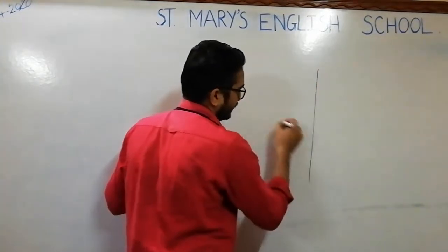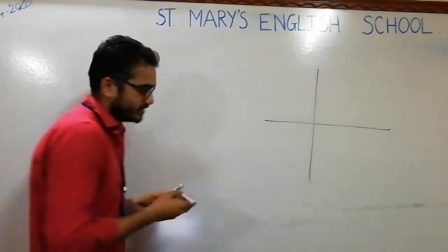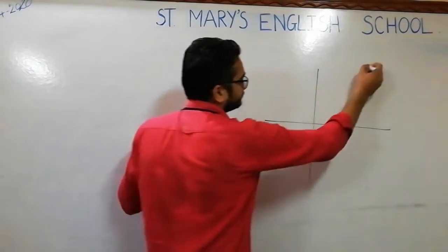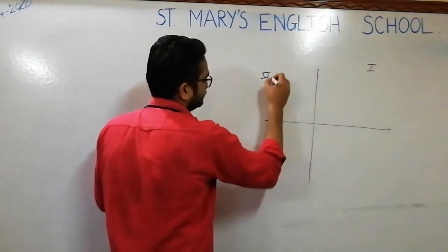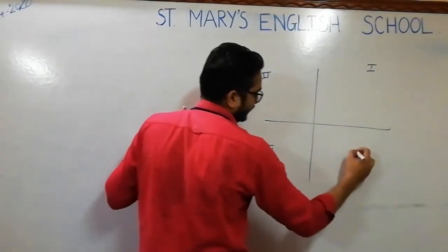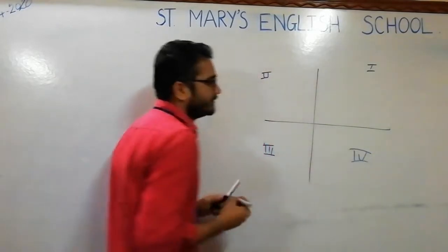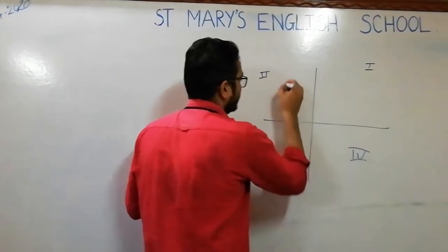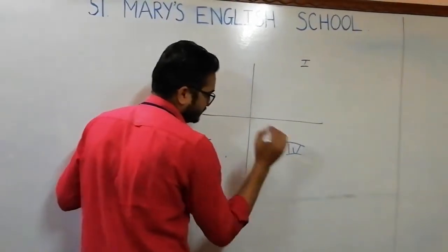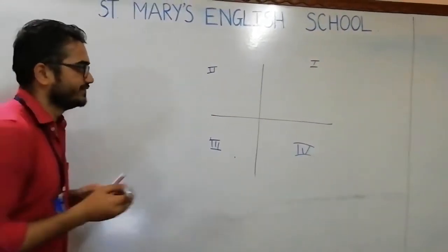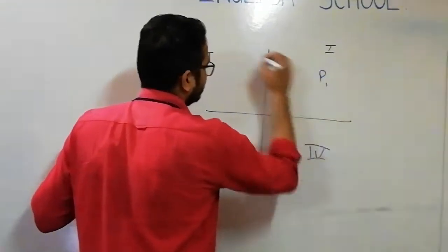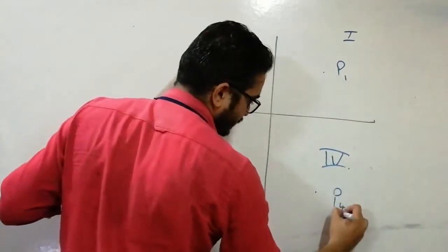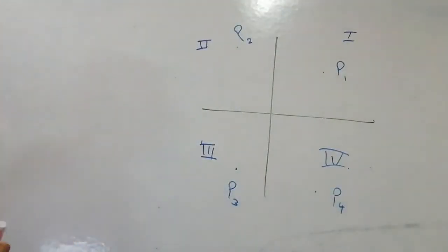If I draw the quadrants, everyone is aware that we have 4 different quadrants: first quadrant, second one, third and fourth. These are the different types of quadrants which we have. And if I plot one point over here, one here, and one here, we have 4 points. I am naming them P1, P2, P3 and the last one, P4.